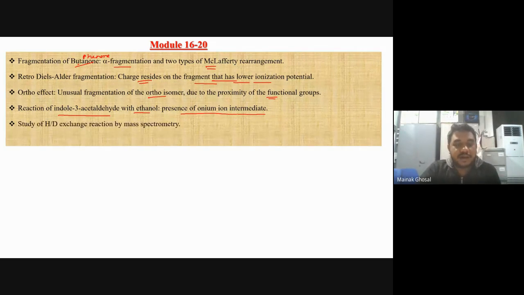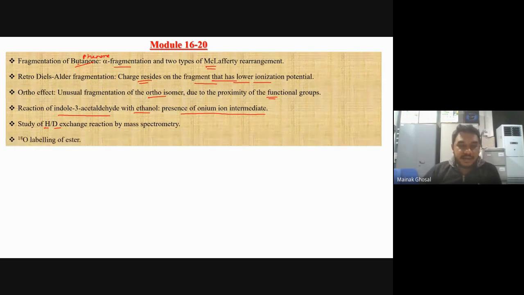Now, the study of H/D exchange reactions by mass spectrometry. You can easily see that hydrogen and deuterium differ in mass. Deuterium has double the mass of hydrogen. So if a hydrogen-deuterium exchange reaction is taking place, by how many units the mass increases tells you clearly how much deuterium incorporation is happening in the molecule.